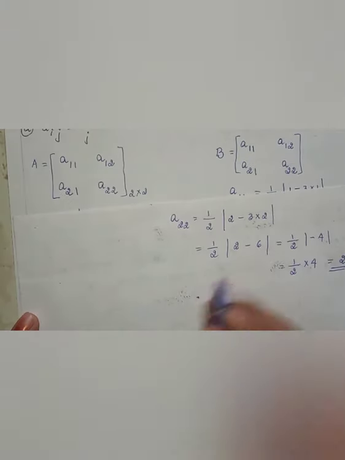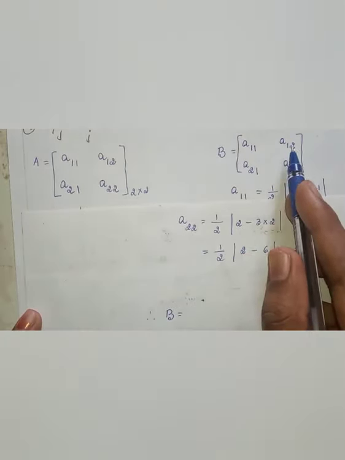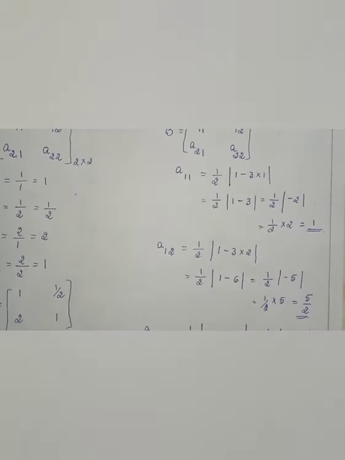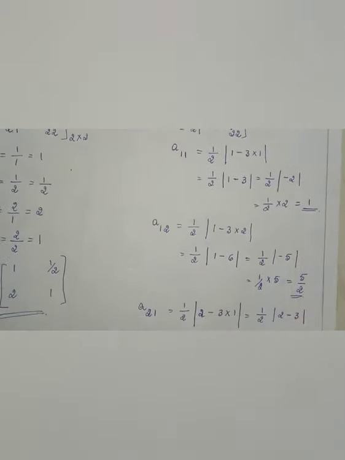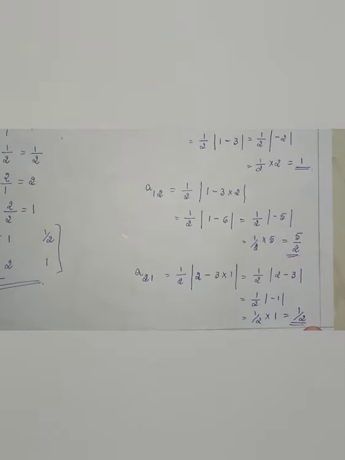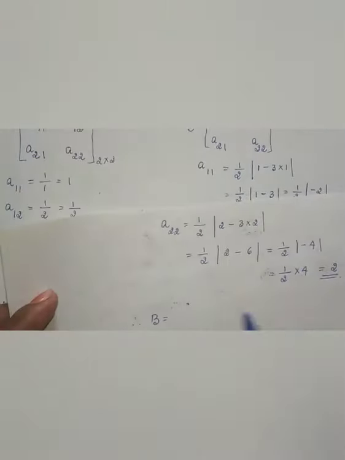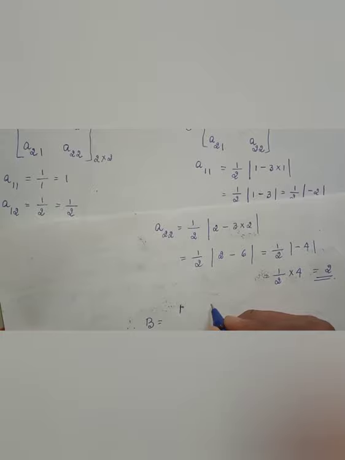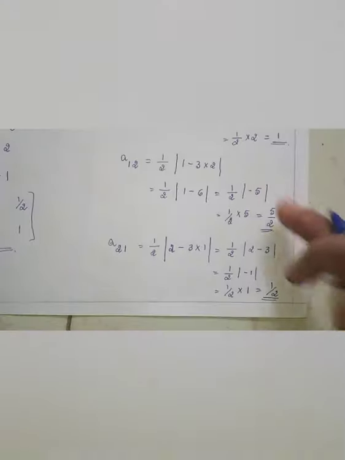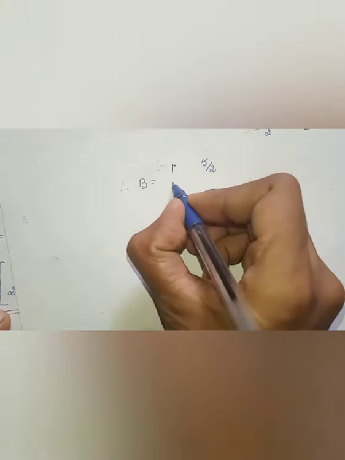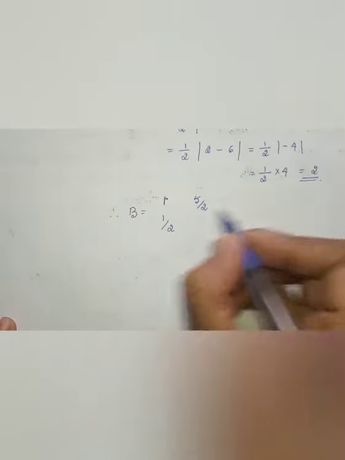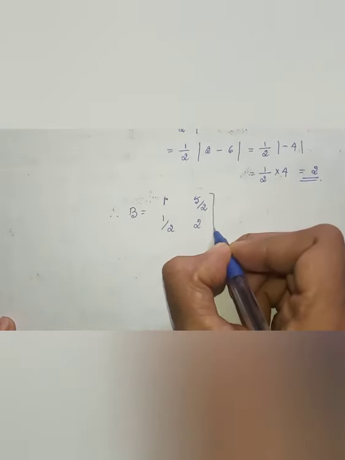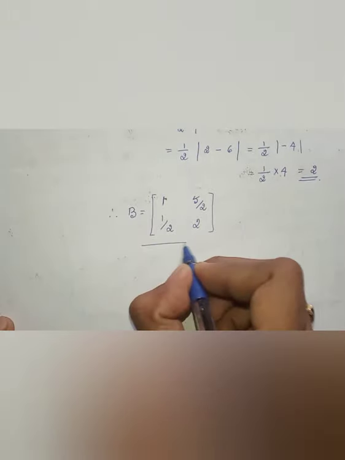Therefore, what is the matrix B? Matrix B is A11, A12, A21, A22. A11 is 1, A12 is 5 by 2, A21 is 1 by 2, and A22 is 2. Write all these. So this is the matrix B.